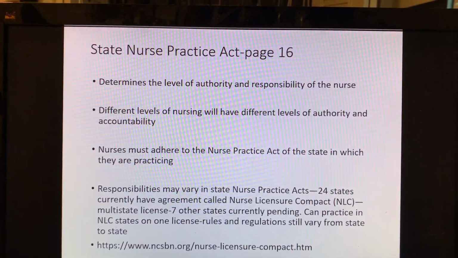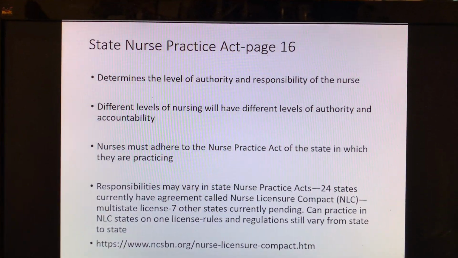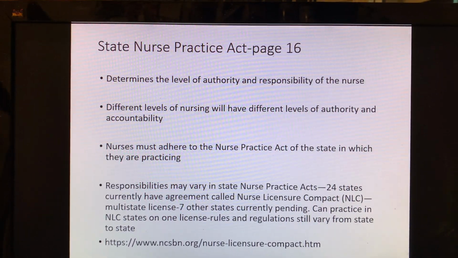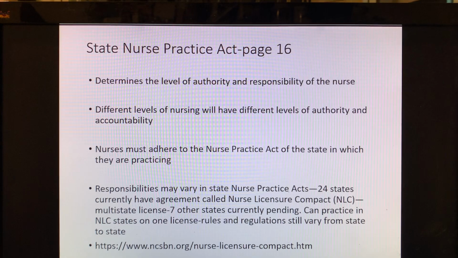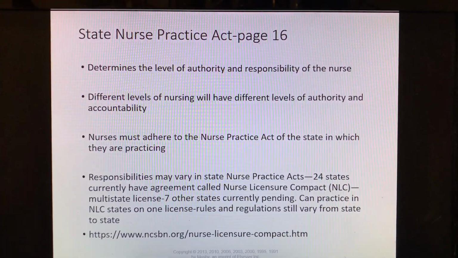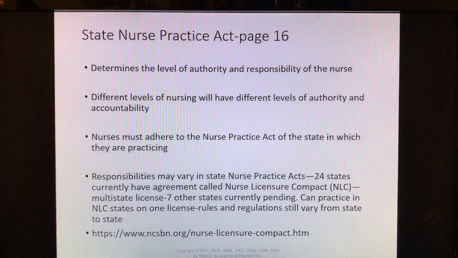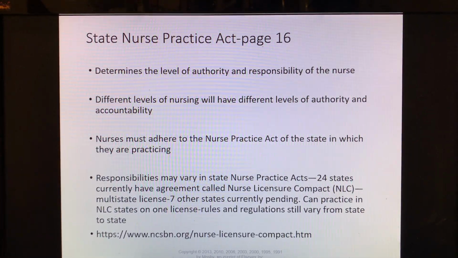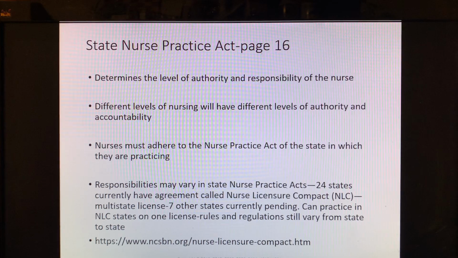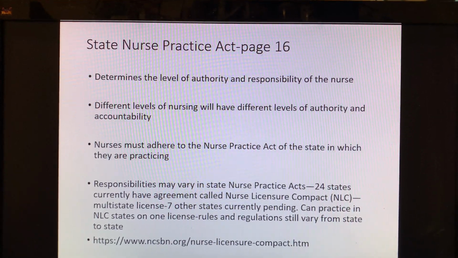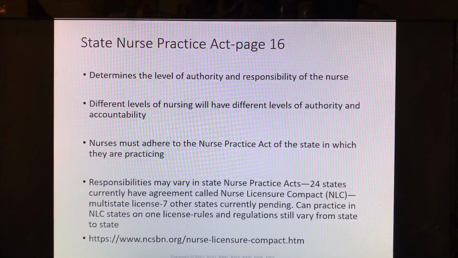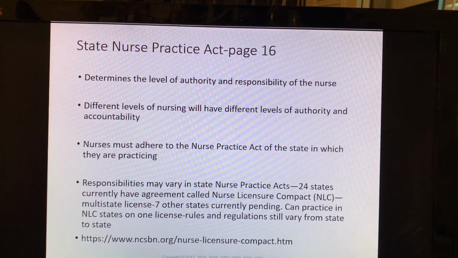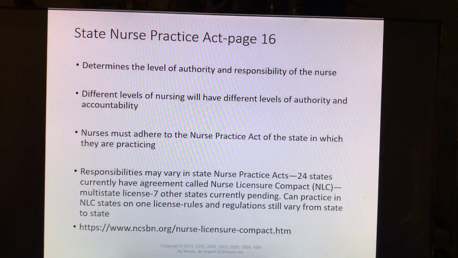You are expected to adhere to the Nurse Practice Act of the state in which you're practicing. And so it's a good idea to have a copy of that so that you can refer to it if you have questions about what you can and cannot do in your particular state. Now, the different responsibilities and the ability to work in each state sort of depends on the Nurse Practice Act, and part of that is licensure.